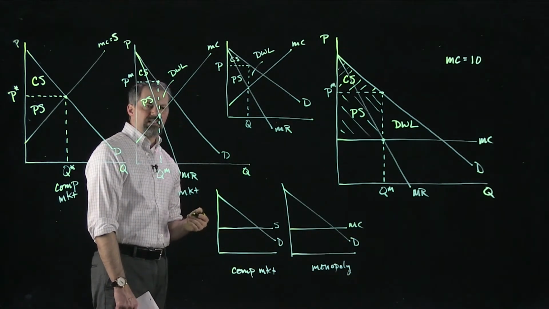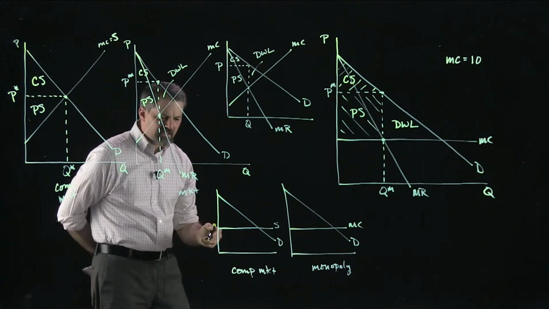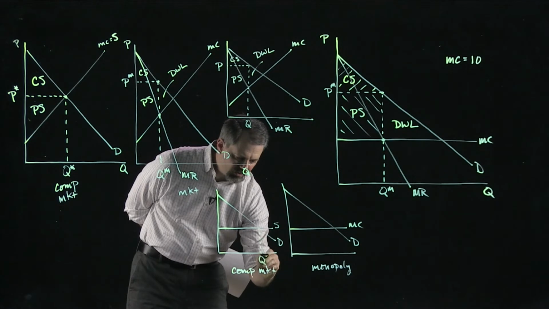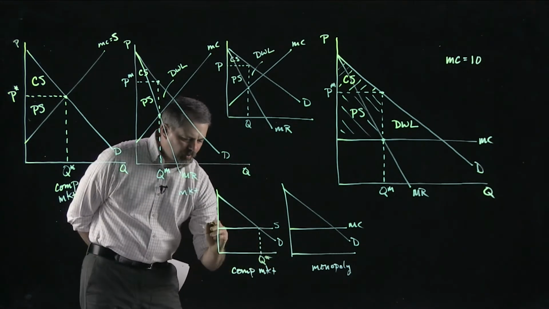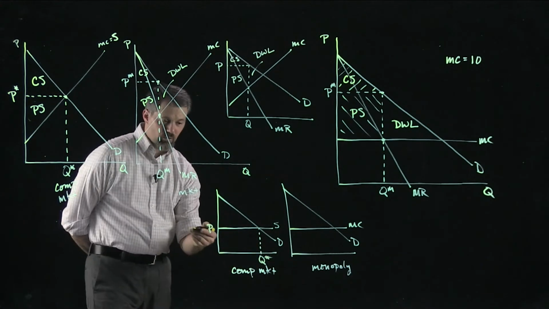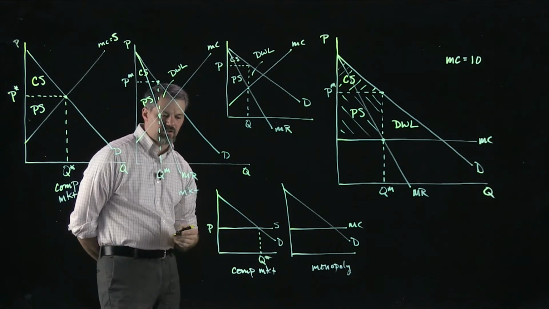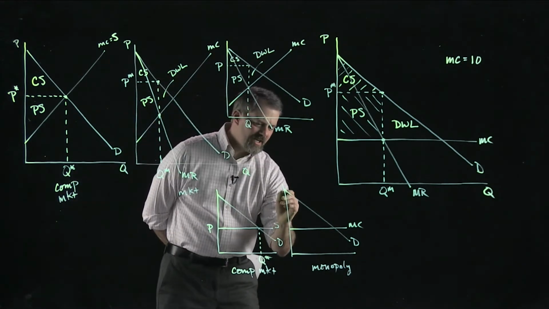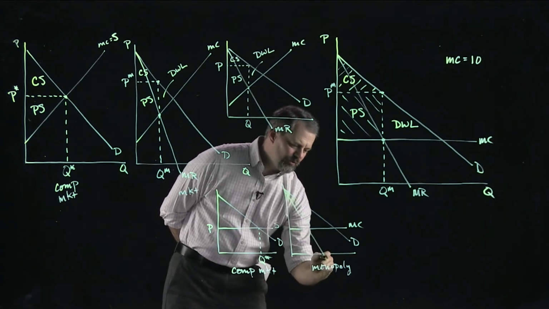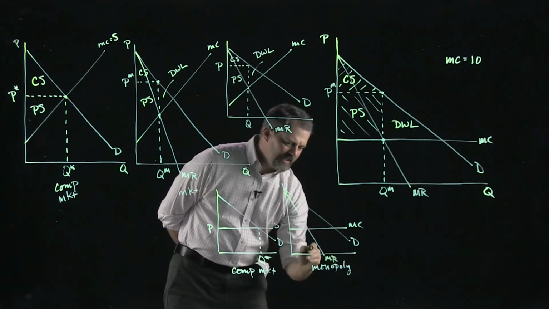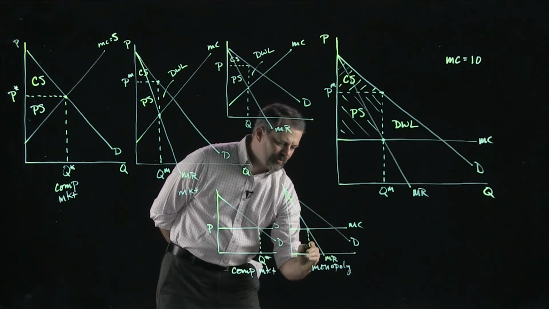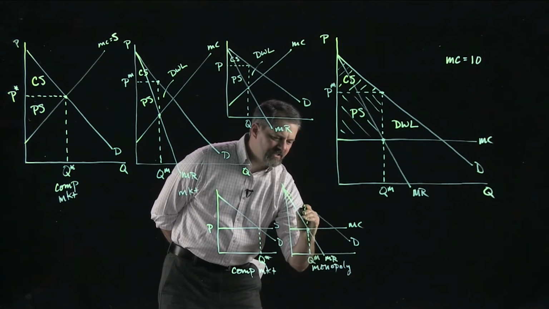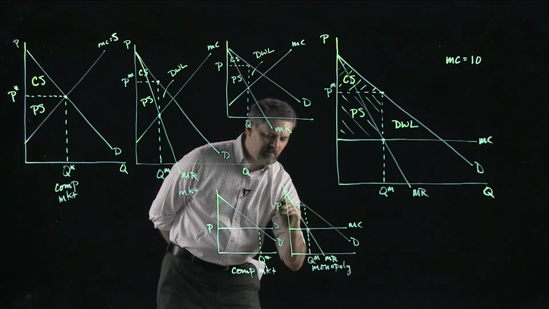So if we wanted to identify the quantity that would exist in a competitive market, our quantity would be right there, what we'll call Q star. And our price would be right there. And of course, price equals marginal cost, just like we would expect it to. But over here, the monopoly is going to look where marginal revenue equals marginal cost. So they're going to produce this quantity, QM, and they're going to charge this price, PM.